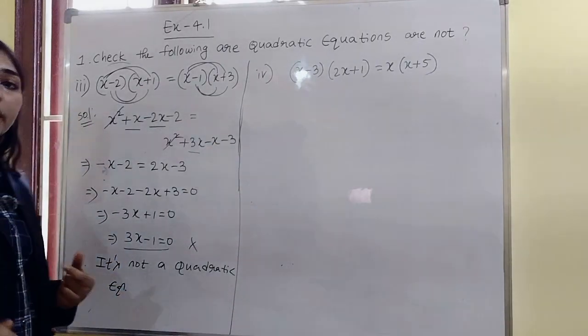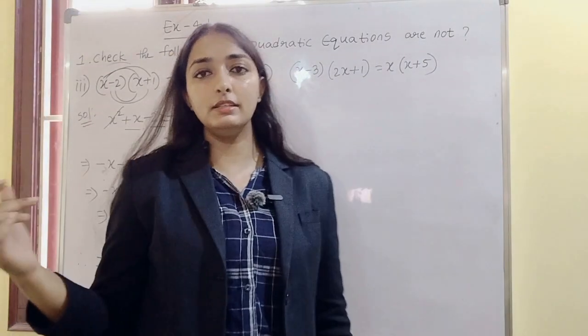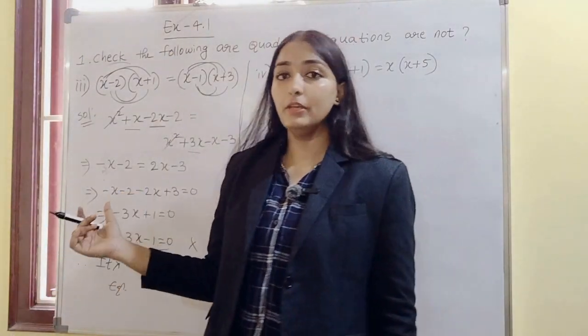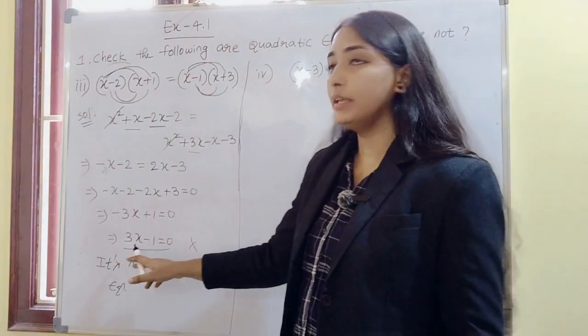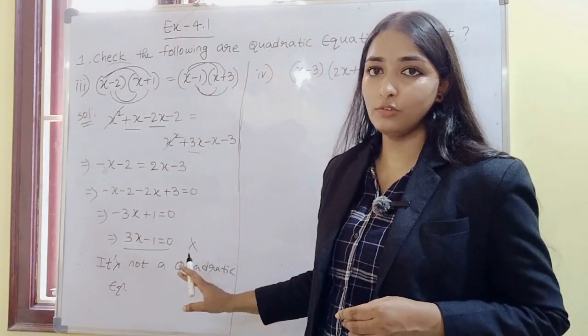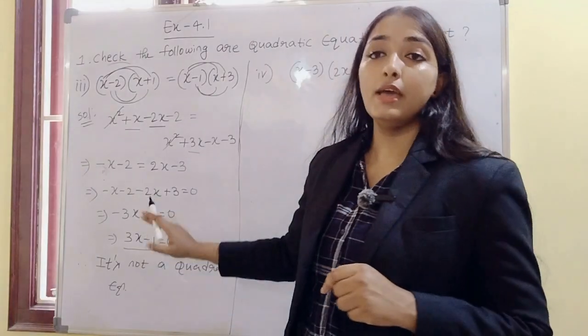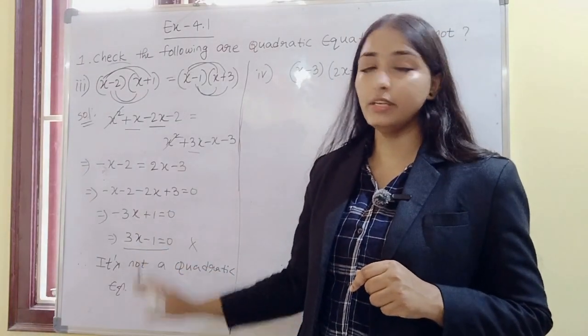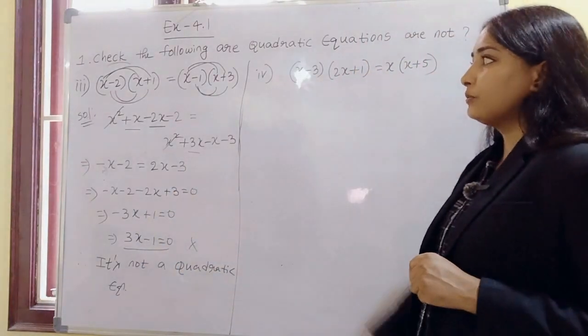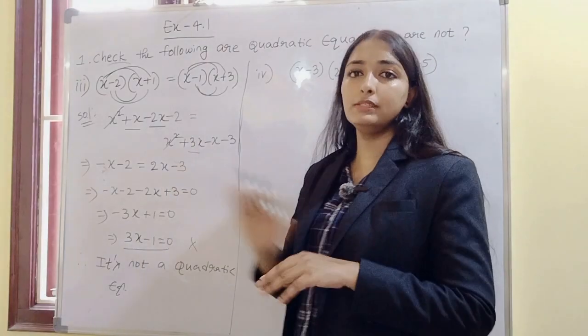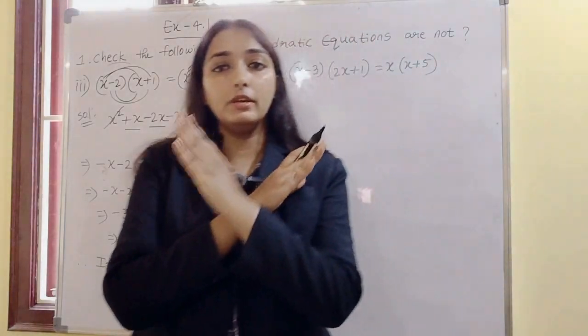So, why is it not a quadratic equation? Because it is not in the form of ax square plus bx plus c is equal to 0. There is no x square term. That's why it is not a quadratic equation. Okay, so the third question is not a quadratic equation.